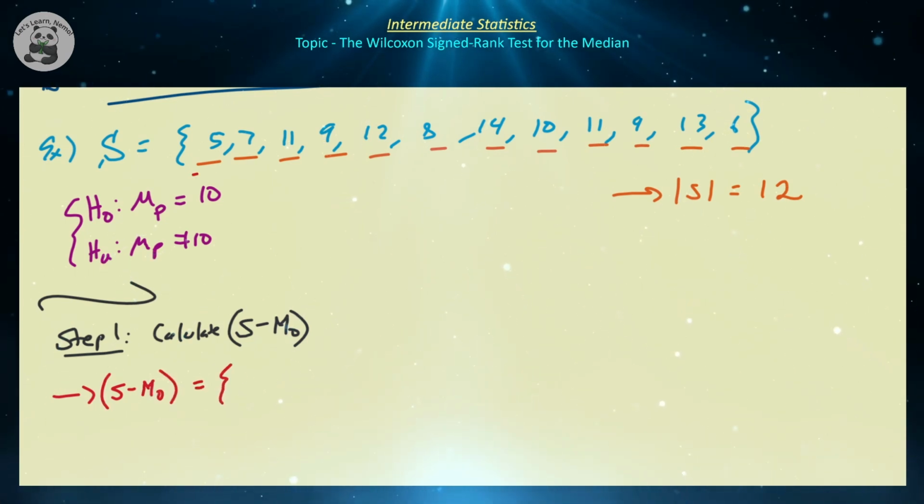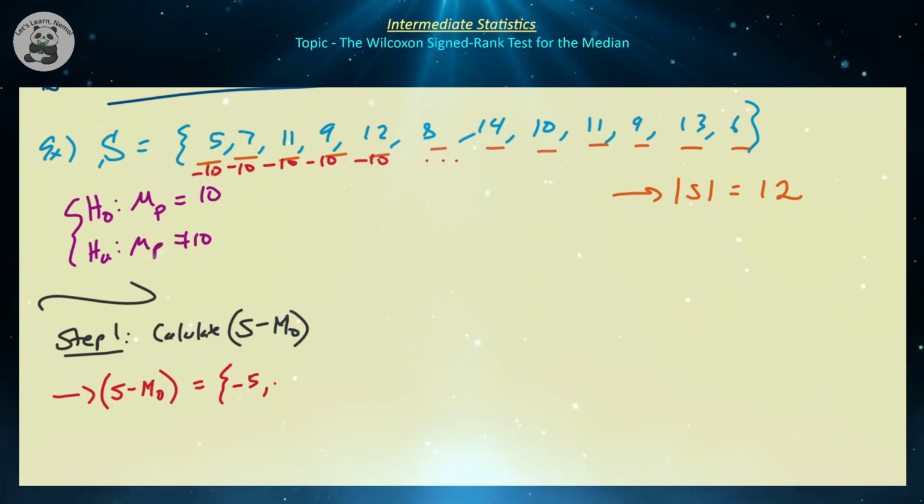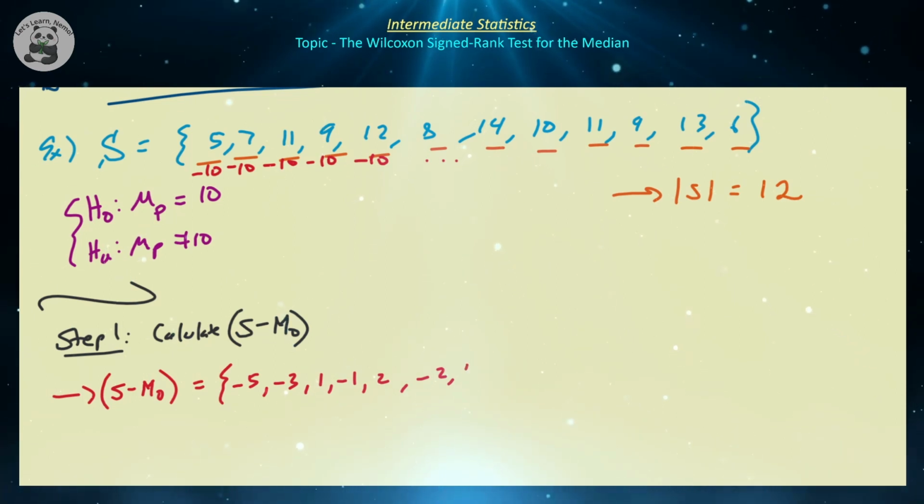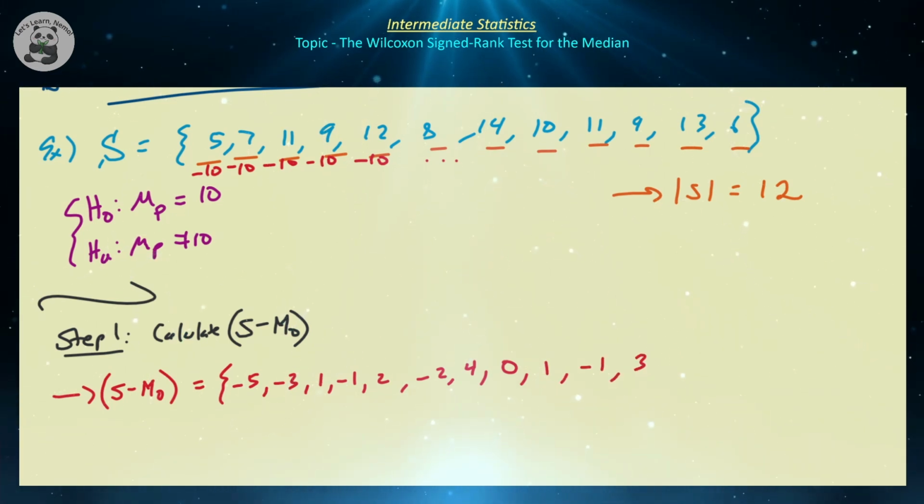So what we're going to do is subtract 10 from every single one of these values. So 5 minus 10, that's going to give us minus 5. 7 minus 10, minus 3. 11 minus 10 is going to be positive 1. 9 minus 10 would be minus 1. 8 minus 10 is minus 2. 14 minus 10 would be positive 4. 10 minus 10 will be 0. 11 minus 10 would be 1. 9 minus 10 would be minus 1. 13 minus 10 would be 3. And 6 minus 10 would be minus 4.